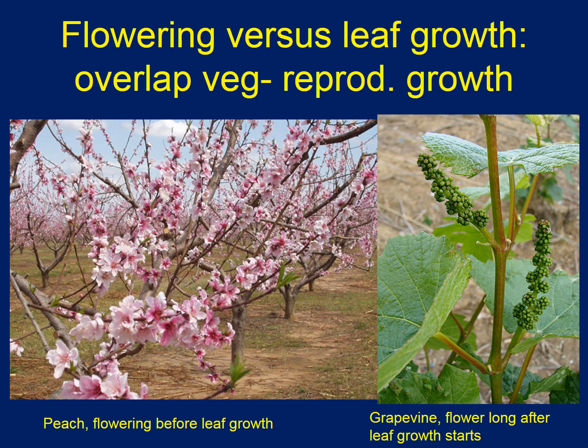The amount of overlap between reproductive growth and vegetative growth depends on the species. We have species where the flowering occurs before leaf growth, for example peach, like in this picture. In other cases, like in grapevine, the flowering will occur long after leaf growth starts.